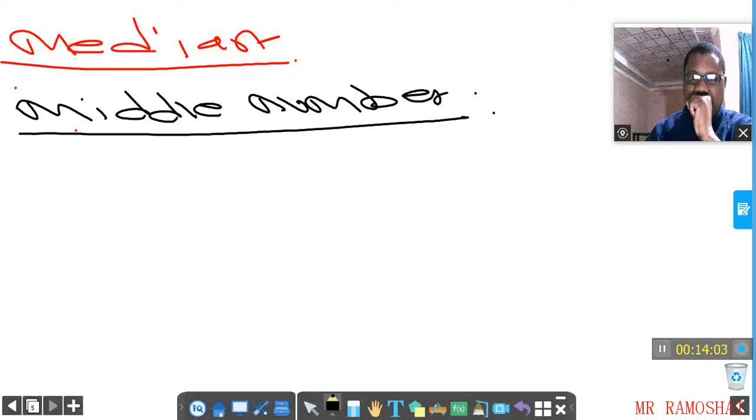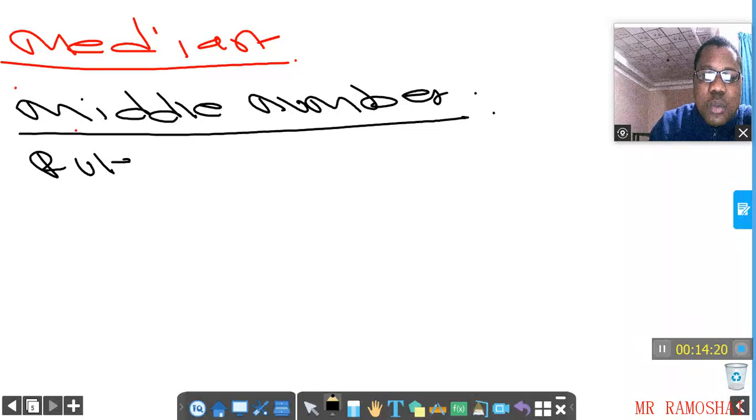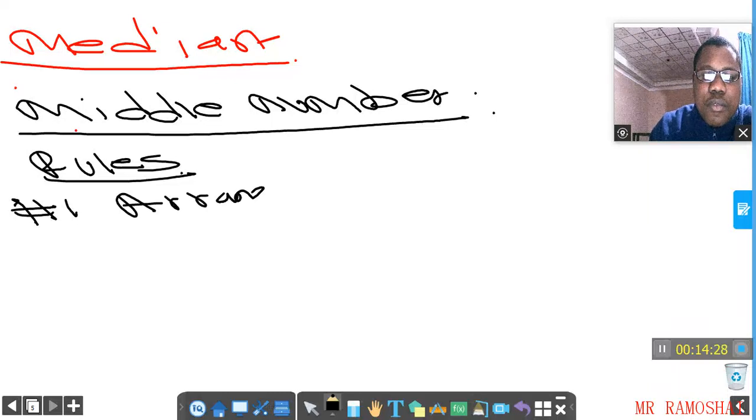There's the median. Right. So before I give an example, I want to tell you how I make it simple to get the median. The first thing that I do, I have rules. I only have 2 rules to identify the median. Rule number 1, you must arrange. When you arrange your data, you can arrange it in 2 ways.